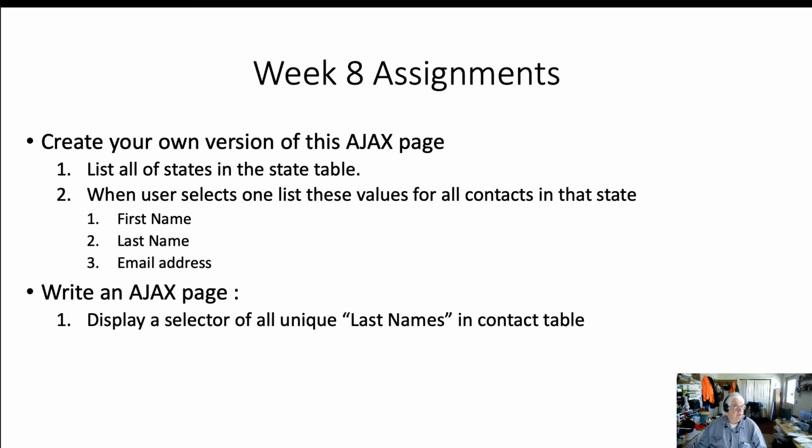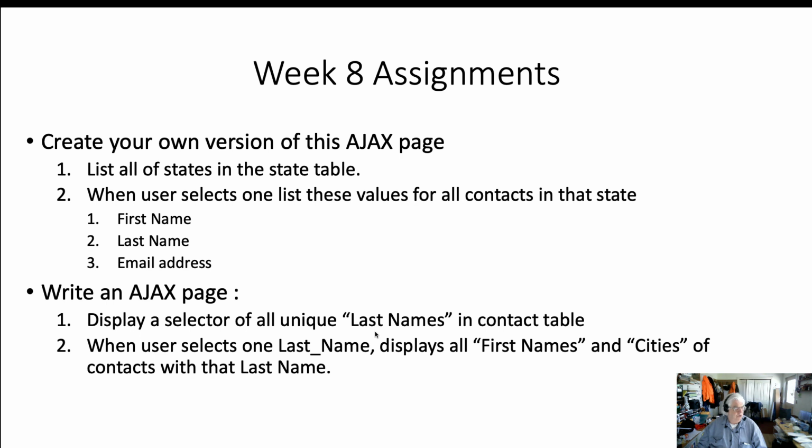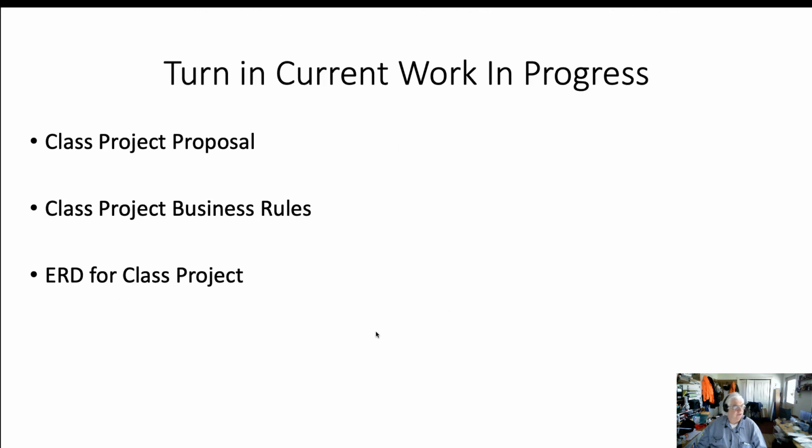I want you to write another AJAX page that displays a selector of all the unique last names in the contacts table. When the user selects one last name, it displays all the first names and cities of contacts with that last name. Again, just the same thing you did last week, but done via AJAX.